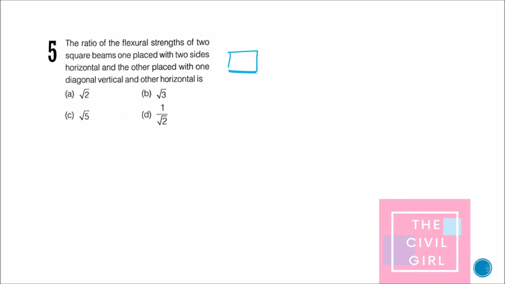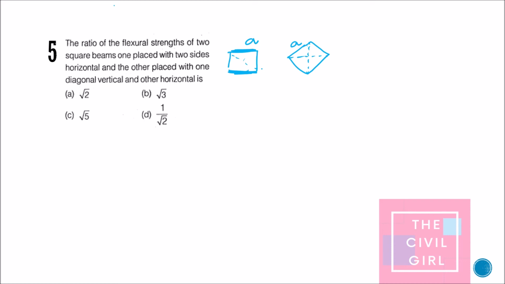Next question. Ratio of flexural strength of two square beams, one placed with two sides horizontal. So two sides are horizontal. If this is the side of my beam, two sides are horizontal. And the other placed with one diagonal vertical and the other horizontal. So this is my diagonal. If my diagonal is going to be vertical, then it means that my beam is placed something like this. My diagonal is vertical and the other one is horizontal. So if the side of the beam is taken as A, then this is also A.